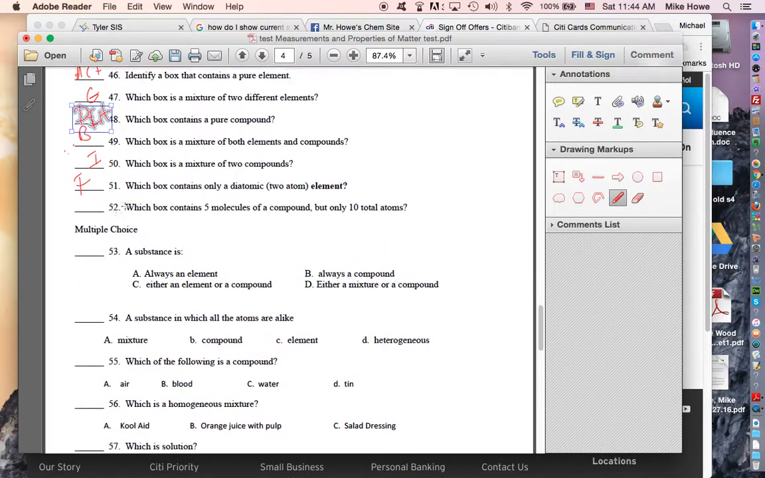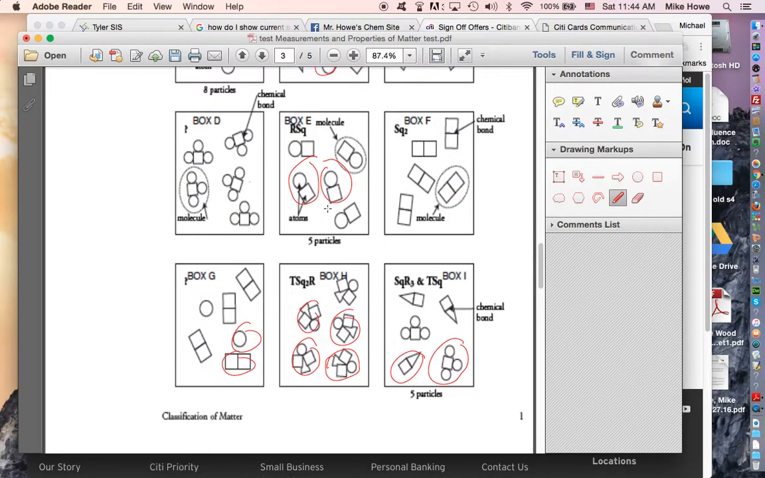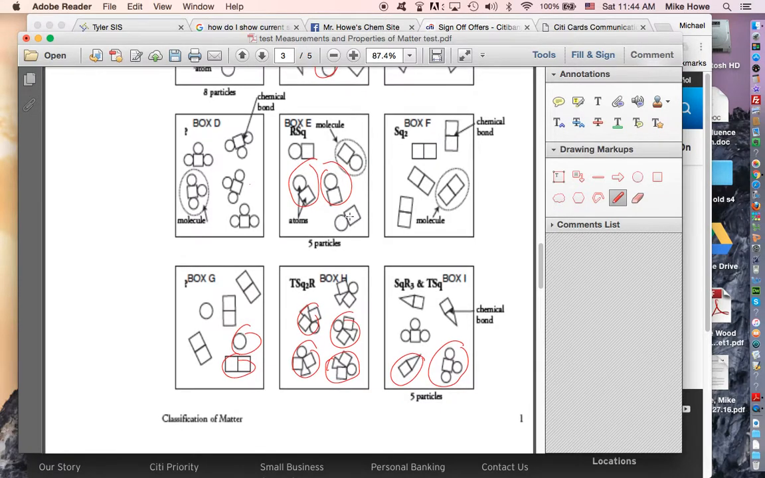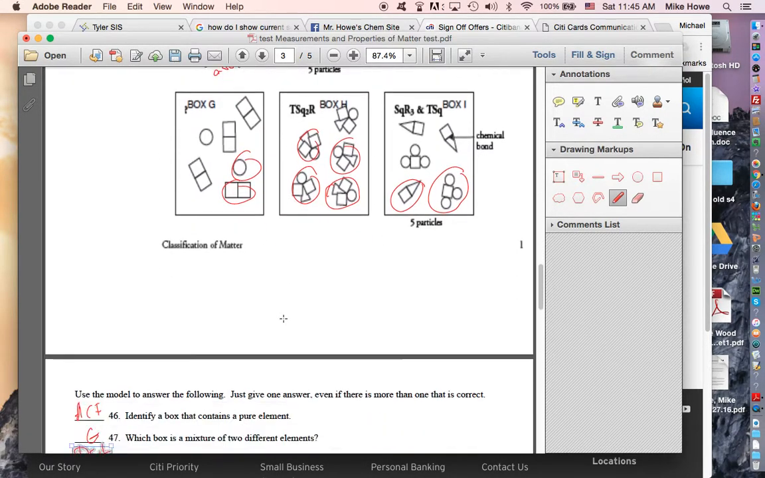Then the last one, which box contains 5 molecules but 10 atoms? That has to be this one. You see each one of these molecules has 2 atoms in it. There's 2, there's 2. There's 5 molecules overall, 1, 2, 3, 4, 5. Each one contains 2 atoms. So that's 10 atoms total. If you look at a box like this, there's 5 molecules, but each molecule contains 4 atoms. So 5 times 4 would be 20 total atoms. Over here, only 10 atoms, so that was your answer to that question. Okay, so that was box E.